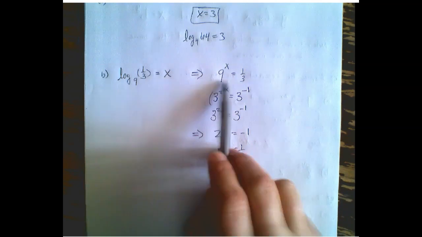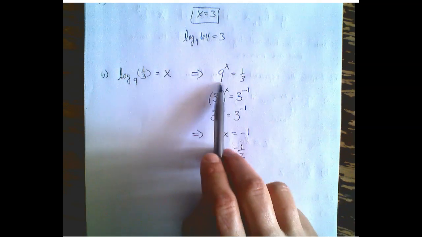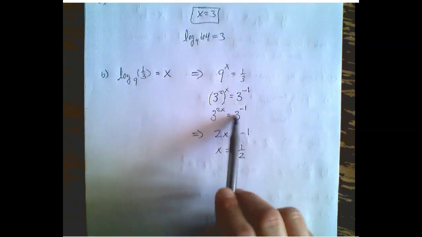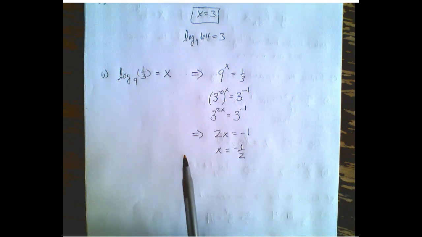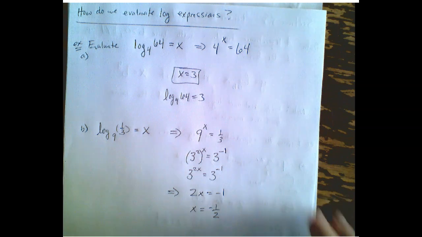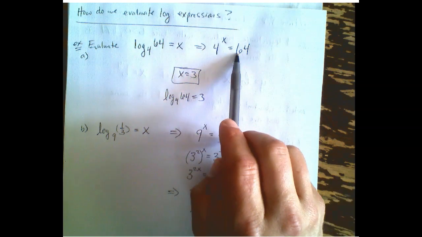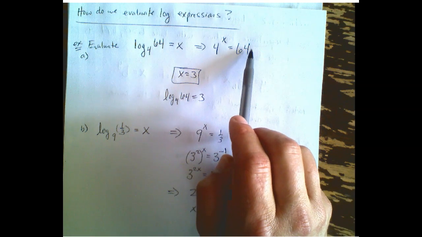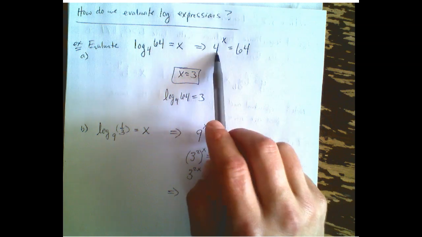So once we get it to exponential form, we can try to equate our bases to make sure that we can equate those exponents, right? We could actually do that for this problem up here. Instead of guessing the value of x, we can try to express 64 as a power of 4.